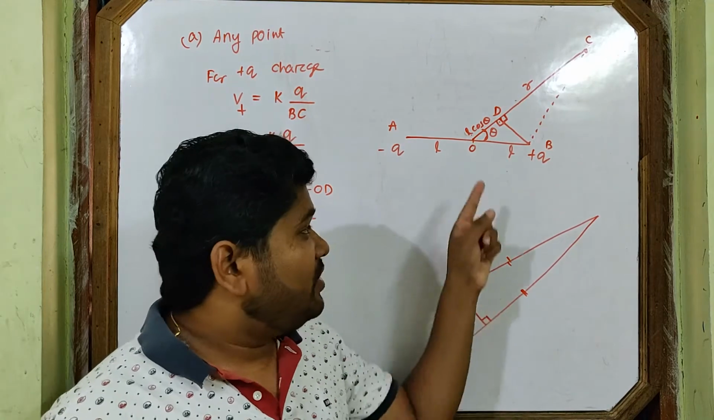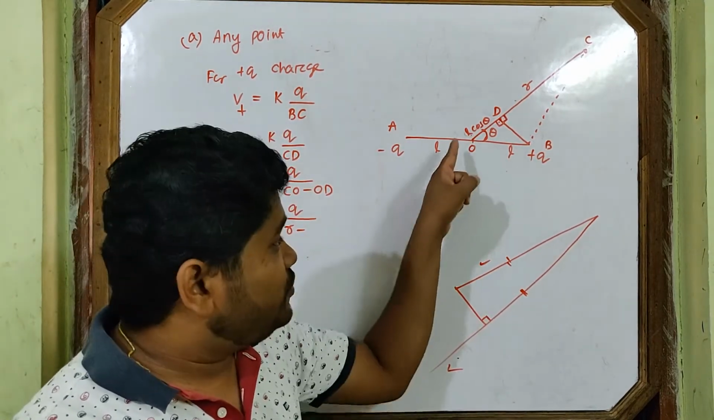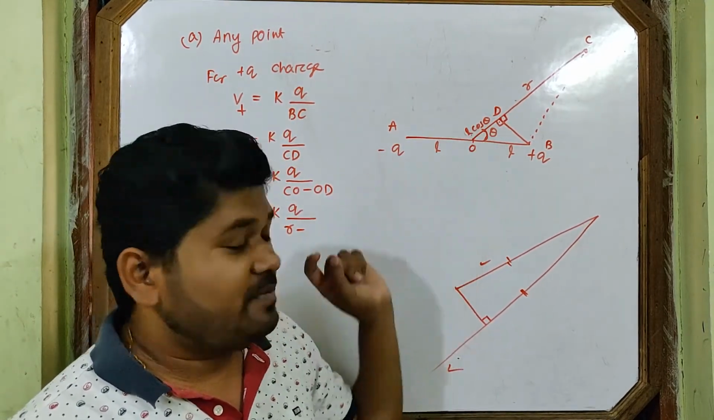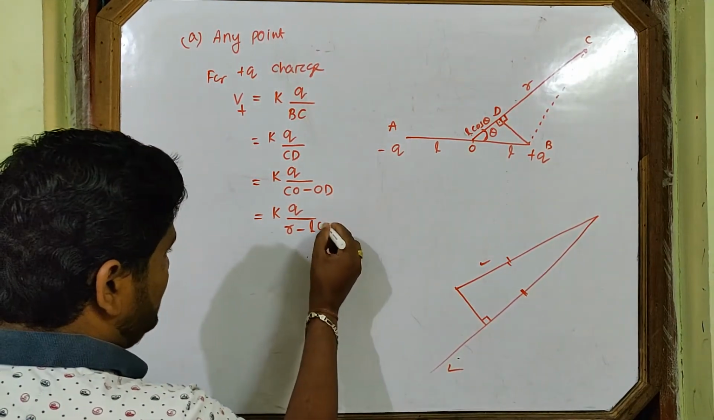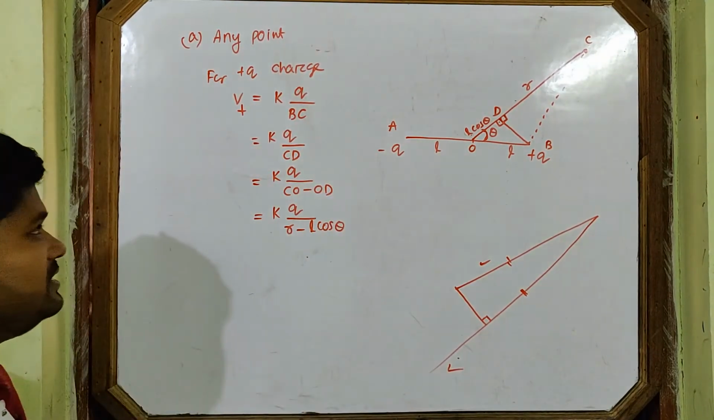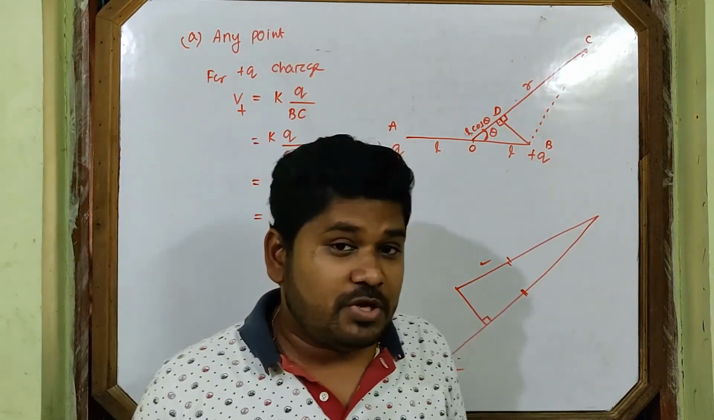This is the base, so it will be cos theta. The side with which theta is in contact, that one will be cos. This is L cos theta. Okay, you can also check L cos theta. This is the potential due to plus Q charge.